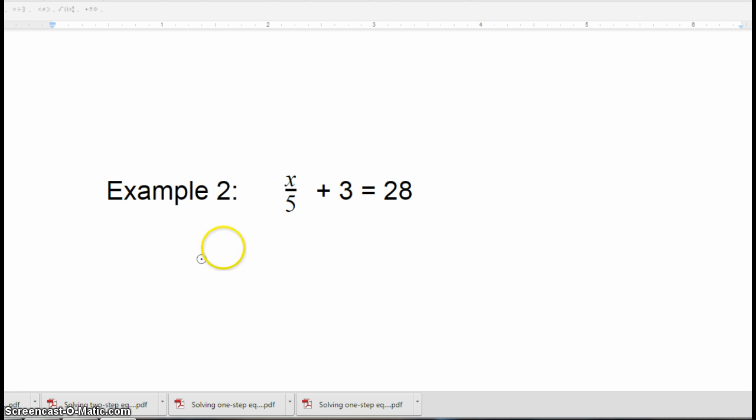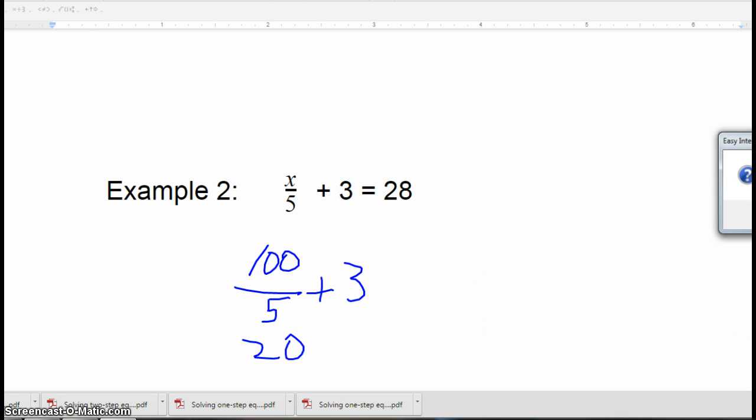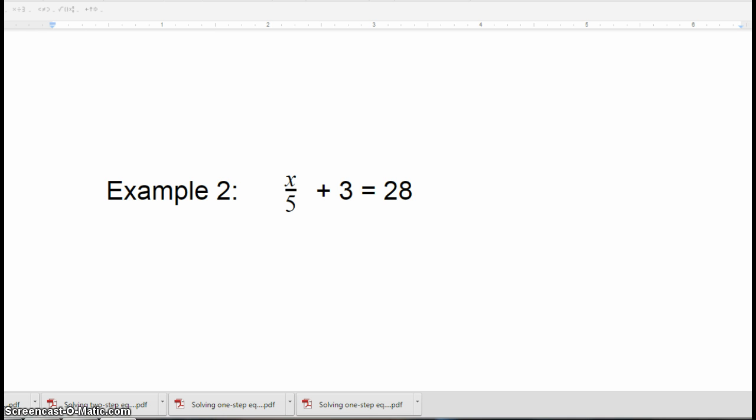Let's see. Is it 100? 100 divided by 5, that's 20, plus 3. No, but I'm getting closer. You might start thinking now, wait a minute, I need this part to come out to be 25, because I know 25 plus 3 is 28. So you might start thinking, what number divided by 5 gives me 25? Well, that's 125. If you look at this piece and you say, oh, that's got to be 25, then you're on your way to working backwards.